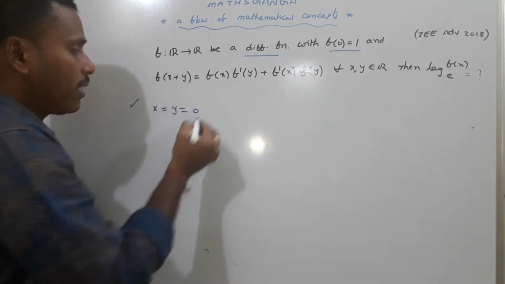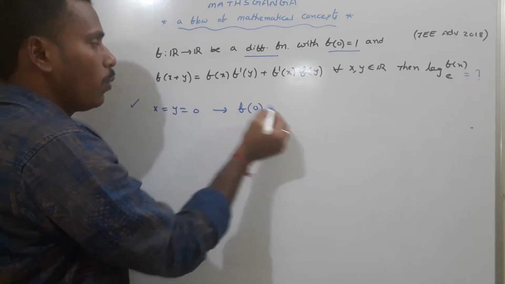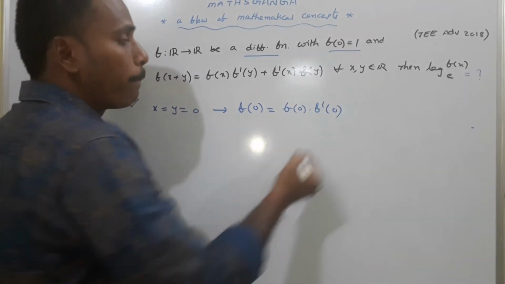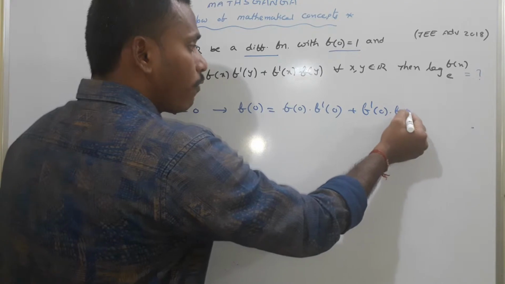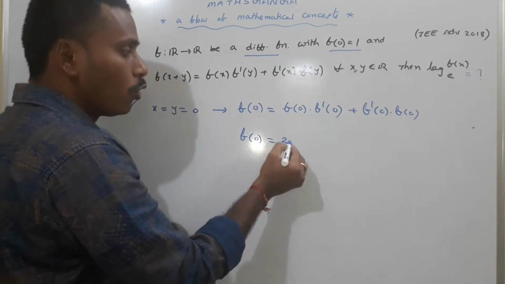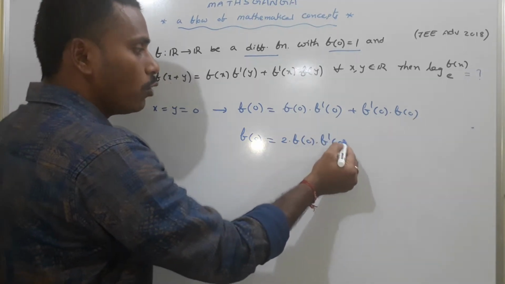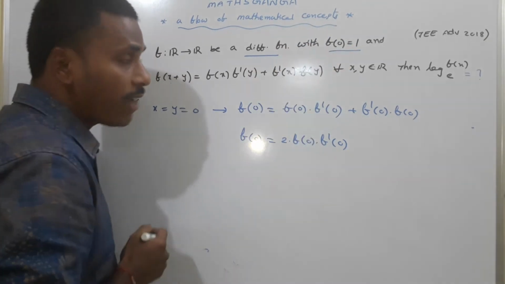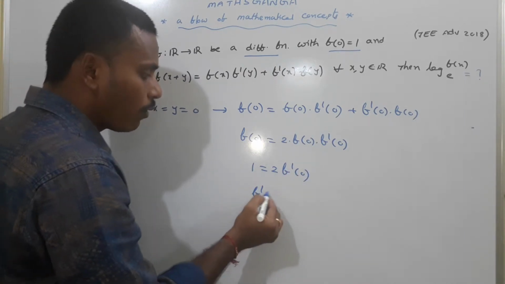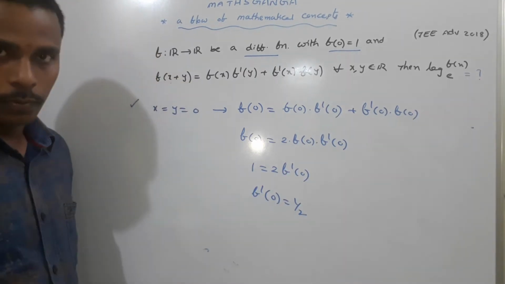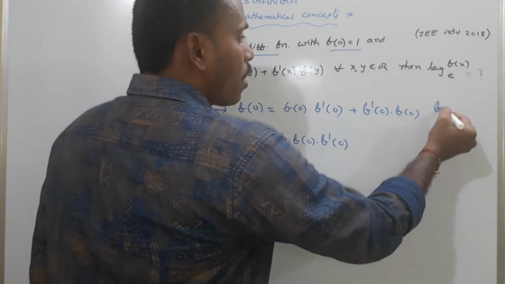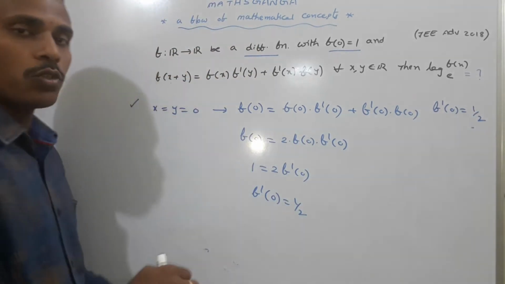If you replace x and y with 0, we have that f of 0 plus 0 is equal to f of 0 into f dash of 0 plus f dash of 0 into f of 0, by replacing both x and y with 0. So f of 0 is equal to 2 f of 0 into f dash of 0. Here we have two terms, but it is mentioned that f of 0 is 1, so replace it with 1, so 2 into f dash of 0. So f dash of 0 is equal to 1 by 2. So along with f of 0 as 1, we also have f dash of 0 as 1 by 2.